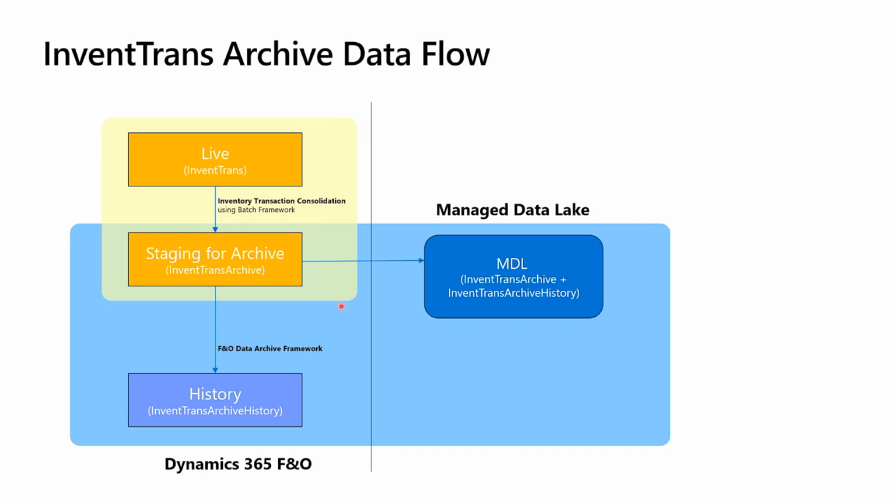If you see here in the yellow and orange box, the InventTrans archival, moving the data from the live table to the archive table within the same DB, has been GA for the last 2 years. What we introduced new as part of this archiving and long-term retention framework is moving that archived InventTrans data to the history and then moving that to the managed lake. Now, the question is why it's treated differently.